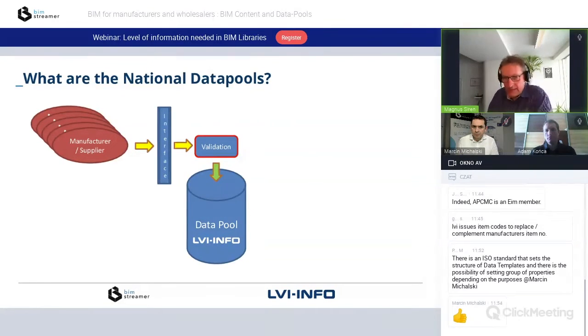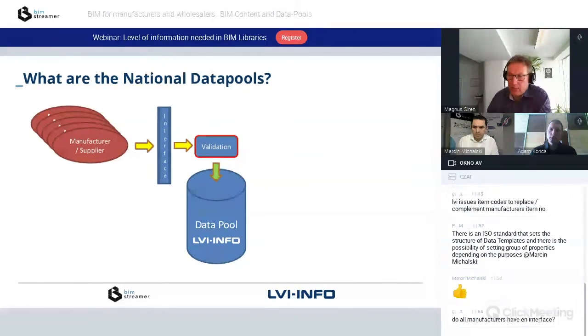So this is something that is very important, because when the data enters the data pool and is available for the market, then it's very difficult. Of course, you can correct mistakes, but there's always a risk that bad data goes out before the correction has been uploaded into the system. So that's why we put very much work on this validation.